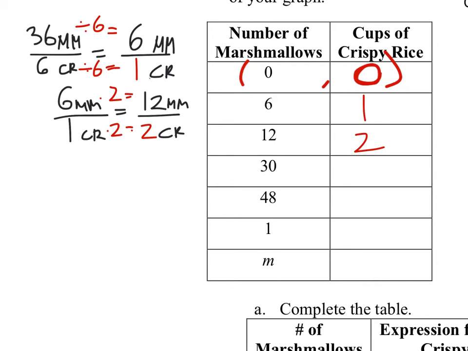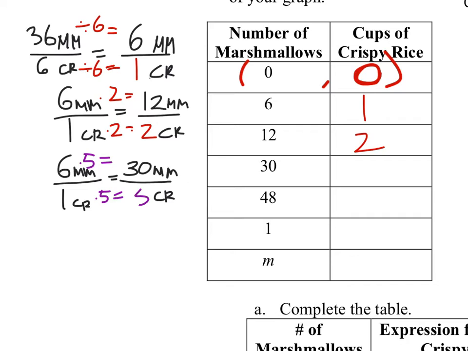Well, what if we had 30 marshmallows? So I'm going to set this up again. 6 marshmallows for 1 cup of crispy rice. So what if I had 30 marshmallows? Then how many cups of crispy rice? Well, what do we got to do to 6 to get 30? Yeah, multiply by 5. Very good. So we got to multiply the 1 by 5 as well, and we get 5 cups of crispy rice.